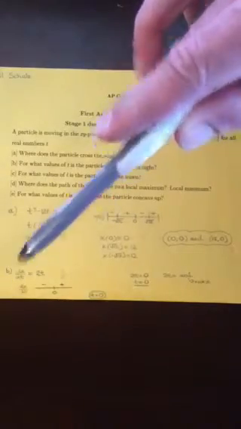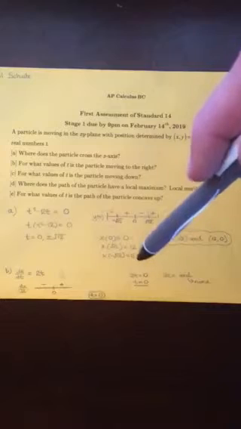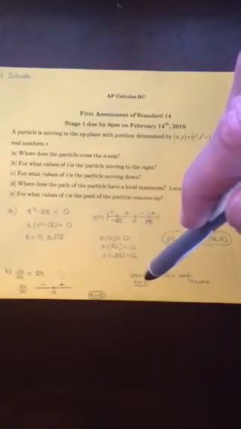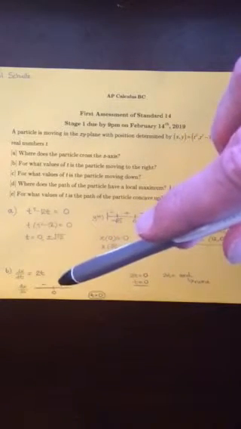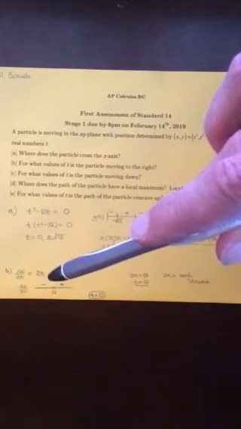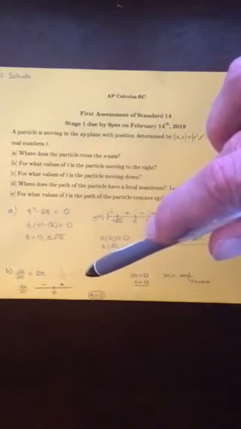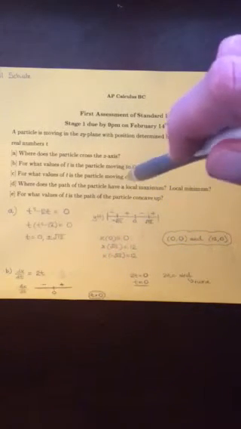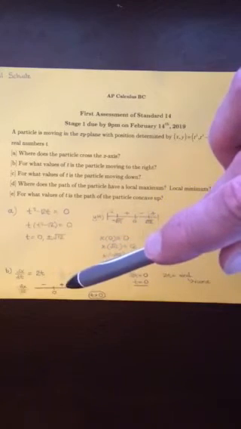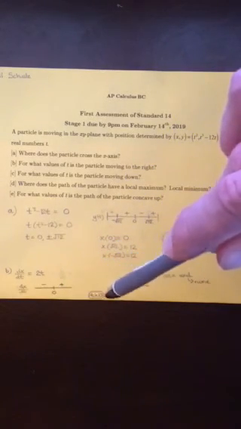And then I made a sign chart for dx dt about the critical point t equals 0, and found that when t is less than 0, dx dt is negative, and when t is greater than 0, dx dt is positive. And so we're looking for when dx dt is positive, because that's when the particle is moving to the right, and that is when t is greater than 0.